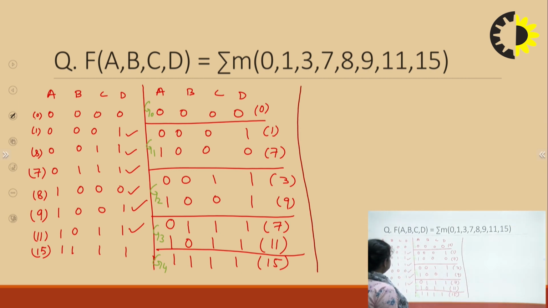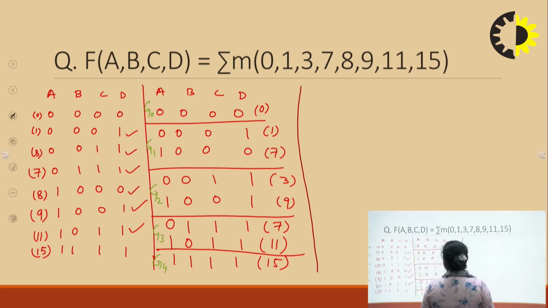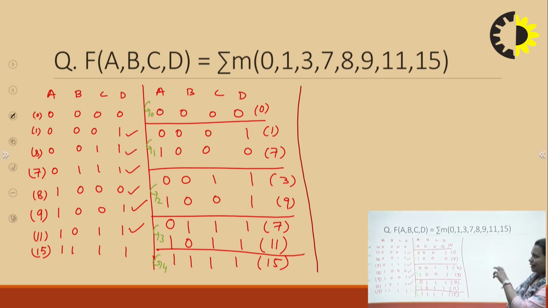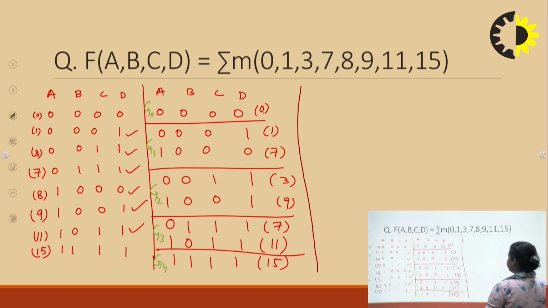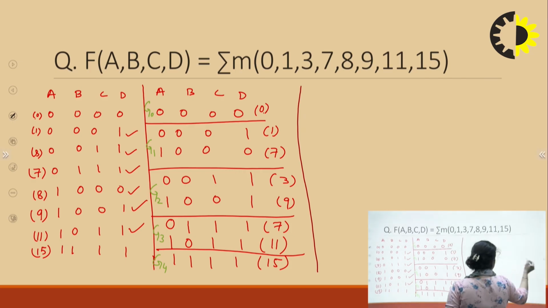The next step is, I have to compare each group with another group, right? So suppose in the first group G0, we have only the 0 minterm. So I have to compare this 0 with each minterm of the next group, right? So the next group is G1. So I have to compare this 0 with 1, then 0 with 8, right? So in this I am writing again, so I am changing the pen here.